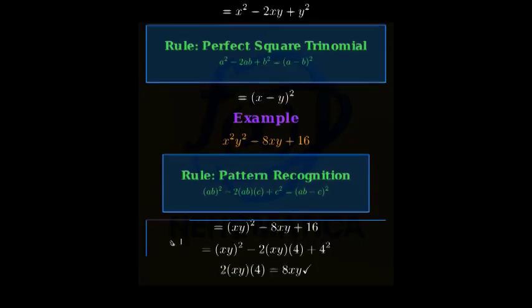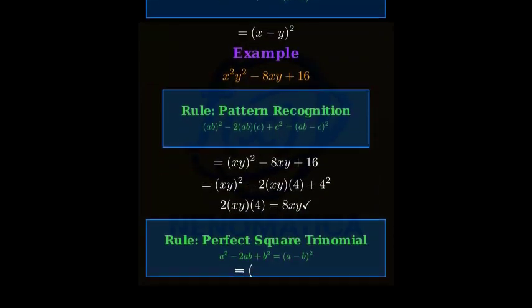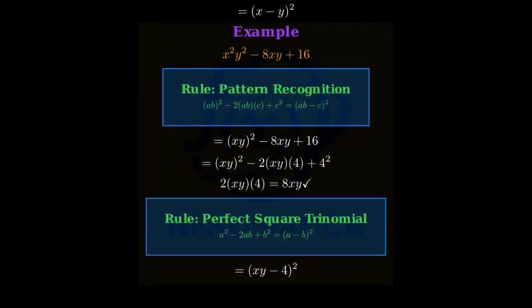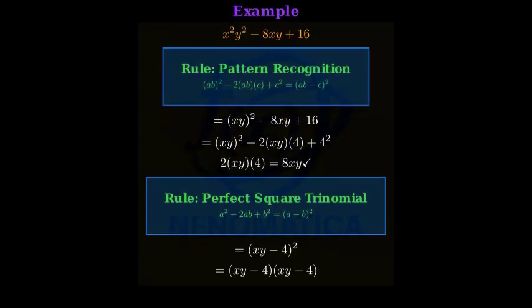So we're checking if our expression matches (xy) squared minus 2 times xy times 4 plus 4 squared. Since our expression matches the perfect square trinomial pattern, we can now write it as (xy minus 4) squared. As a final step, we can also write this as (xy minus 4) times (xy minus 4).